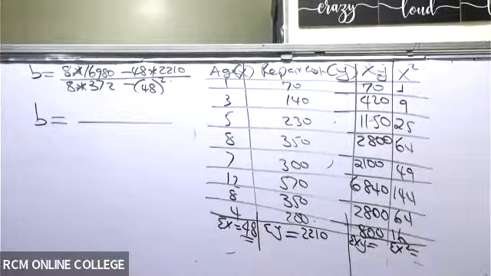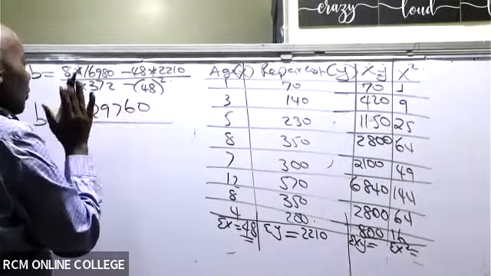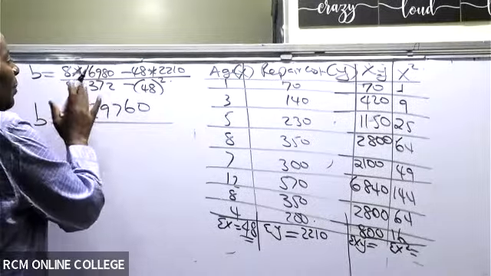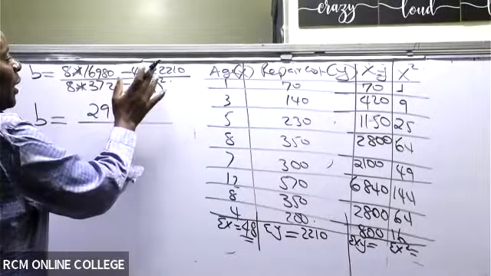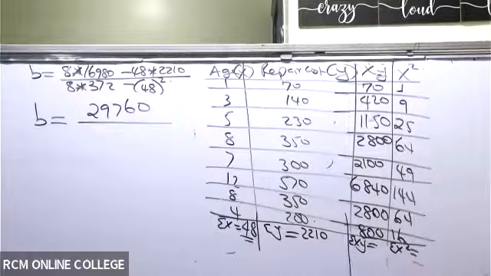So according to Rispa, it is 29,760. 29,760 divided by, how about the denominator? We will take 8 times 372 minus 48 squared. Now you give me the denominator. I can see Rispa again has given me a number there.